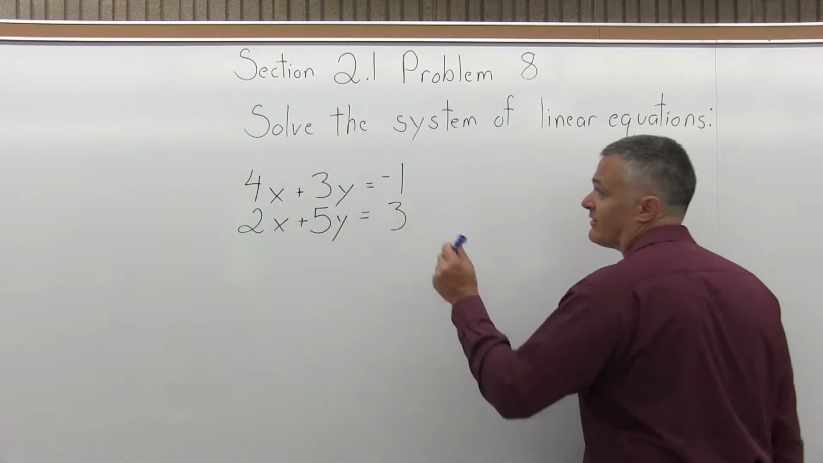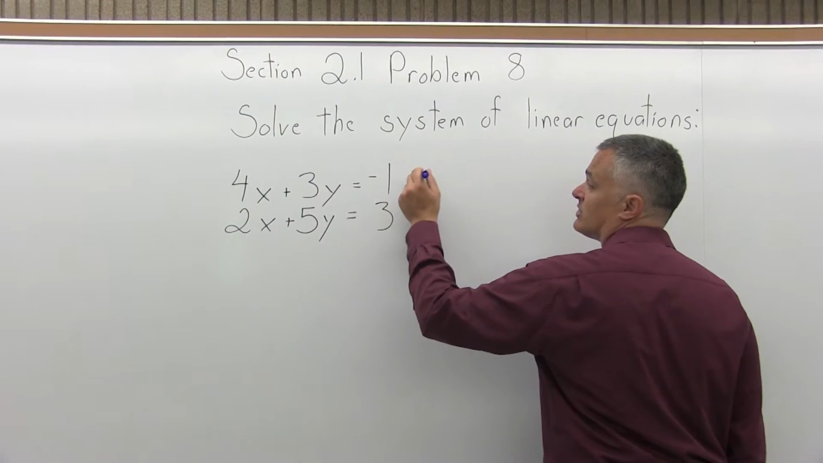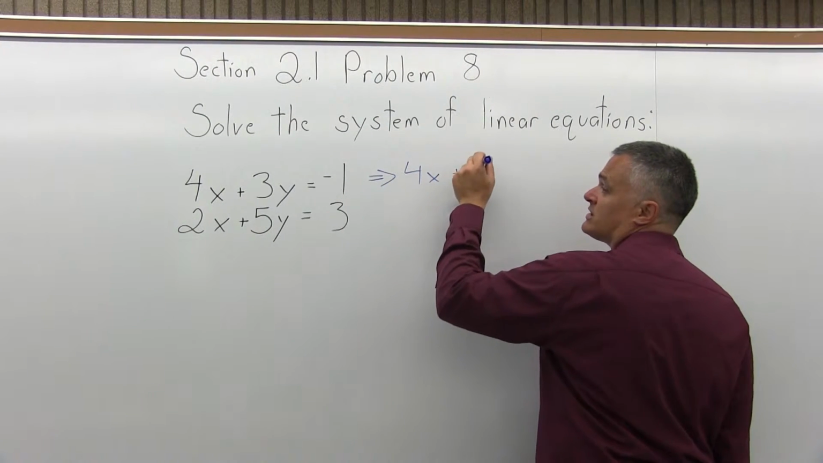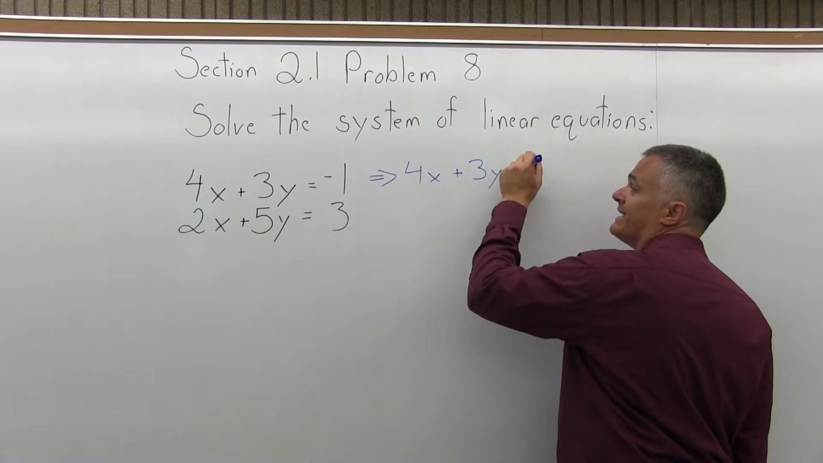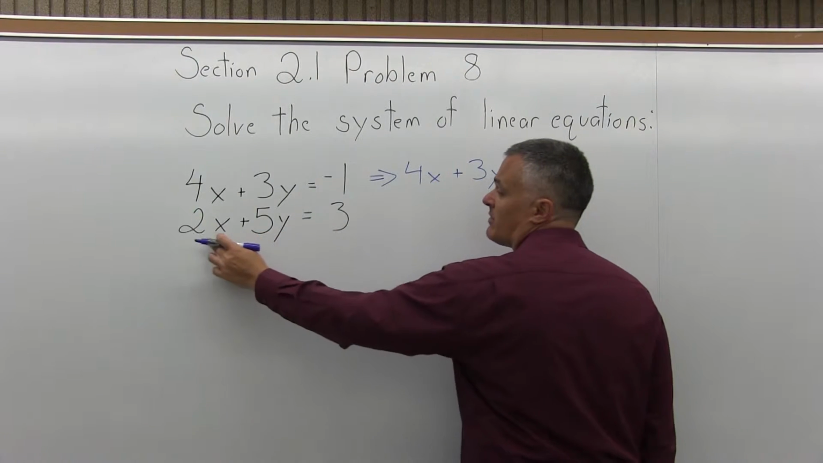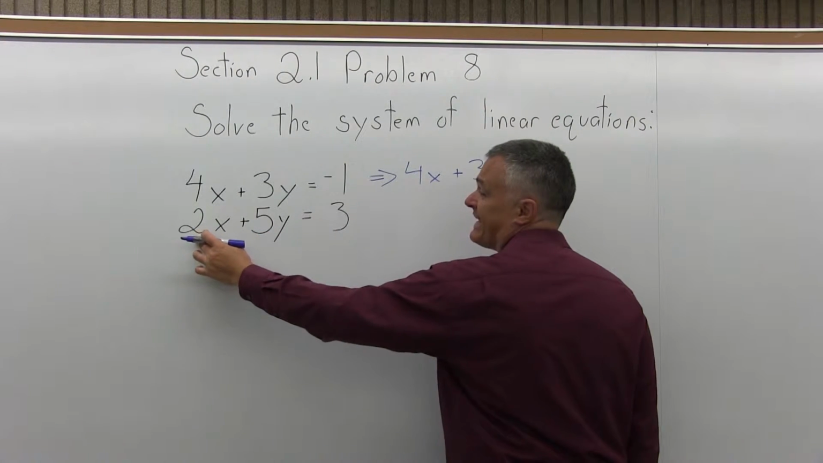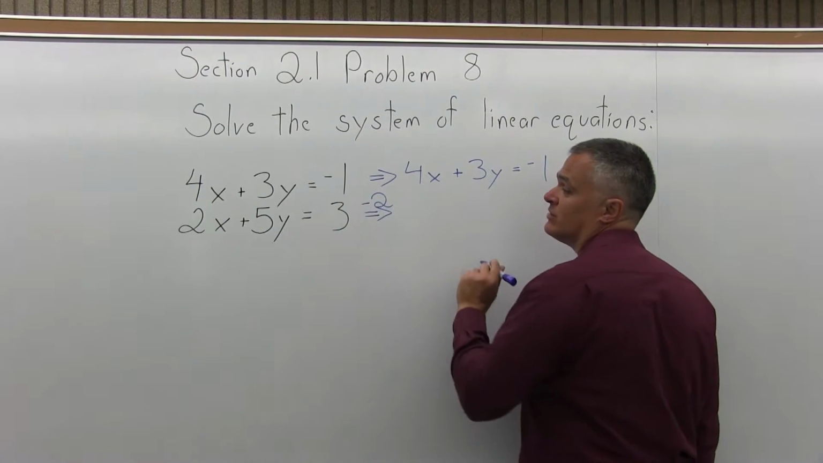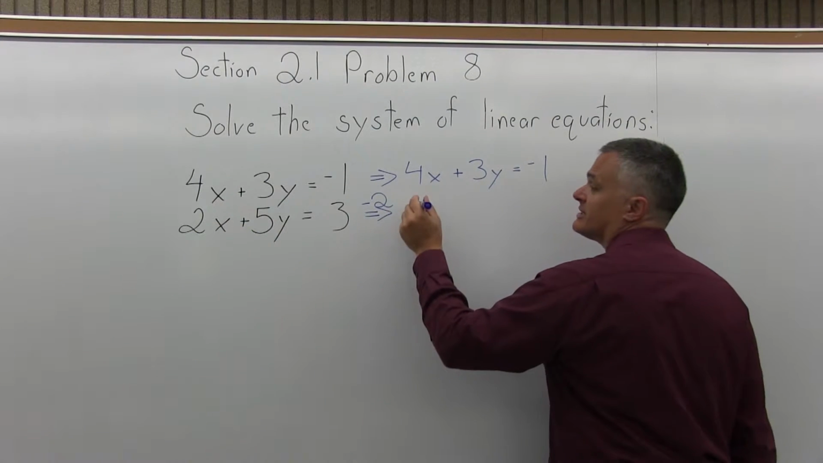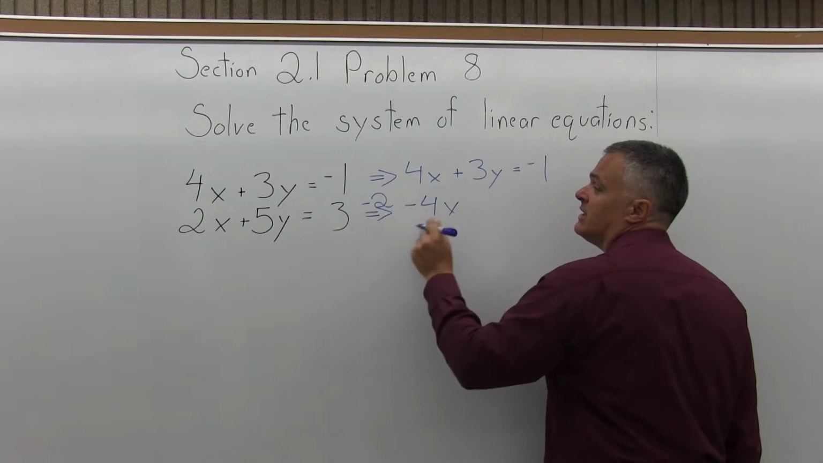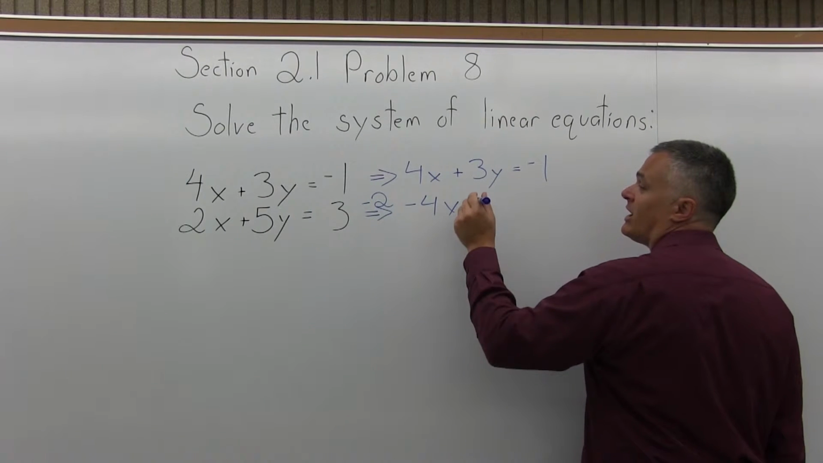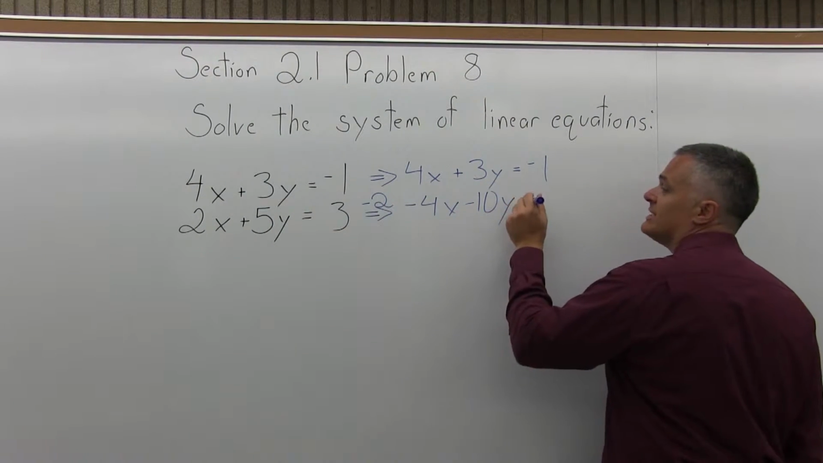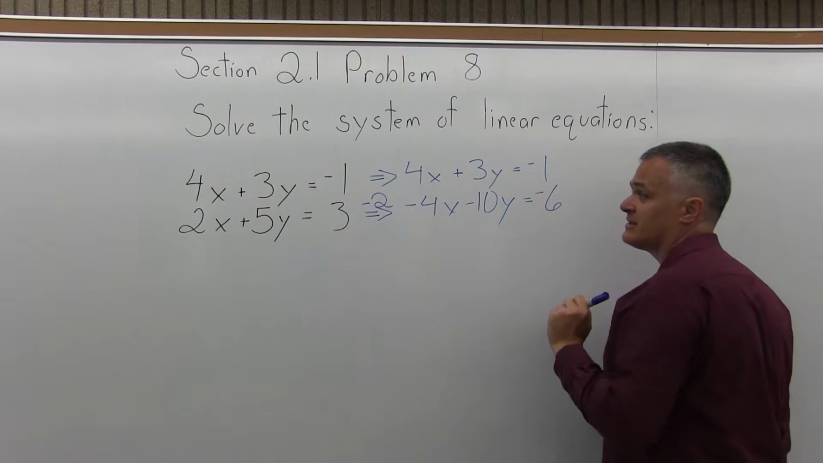So if I do that, the top equation is fine the way it is with the 4x, so everything can stay. I will keep 4x plus 3y equals negative 1. Now the bottom equation, this 2x needs to become a negative 4x, so everything has to get multiplied times negative 2. Negative 2 times 2x is negative 4x. Negative 2 times 5y is negative 10y. And negative 2 times 3 is negative 6.